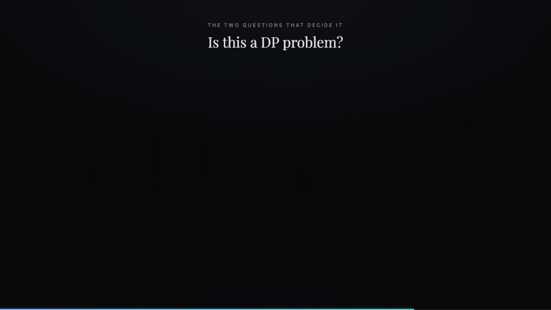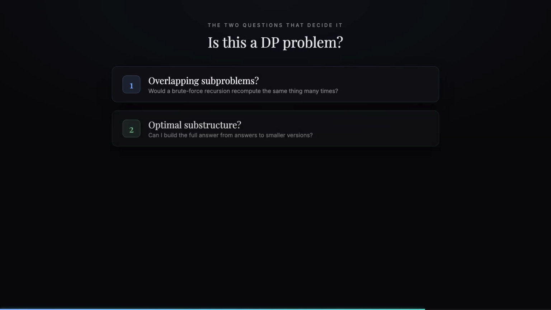So how do you decide, is this a dynamic programming problem? Just ask two questions. 1. Overlapping subproblems? Would a brute force recursion recompute the same thing many times? 2. Optimal substructure? Can I build the full answer from answers to smaller versions? If the answer to both is yes, dynamic programming is the right tool.